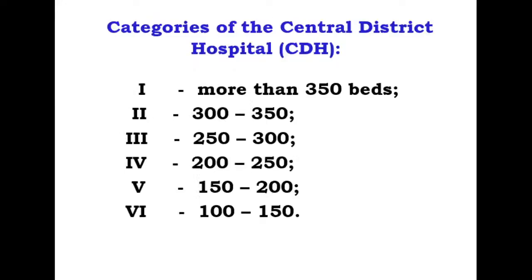What about the categories of the central district hospital? From category 1 to 6, more than 350 beds. In our day, the average is category number 3, 250-300 beds. This is a classic central regional hospital.